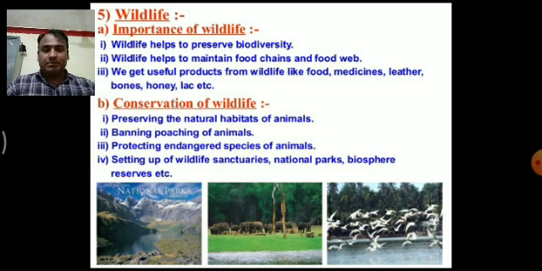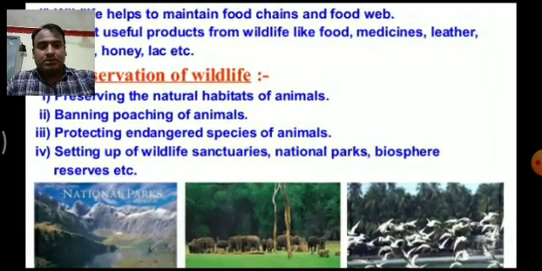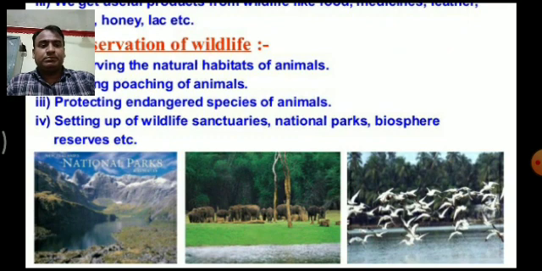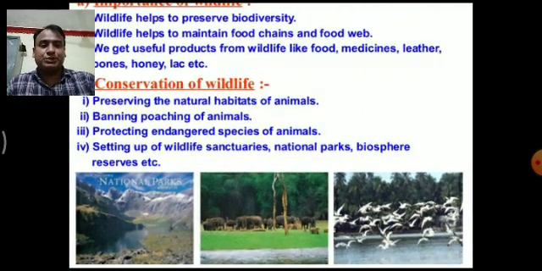Conservation of wildlife. How do we conserve the wildlife? Preserving the natural habitat of animals. Banning poaching of animals. Protecting endangered species of animals. Setting up land to conserve the wildlife, like wildlife sanctuaries, national parks, biosphere reserves, etc.